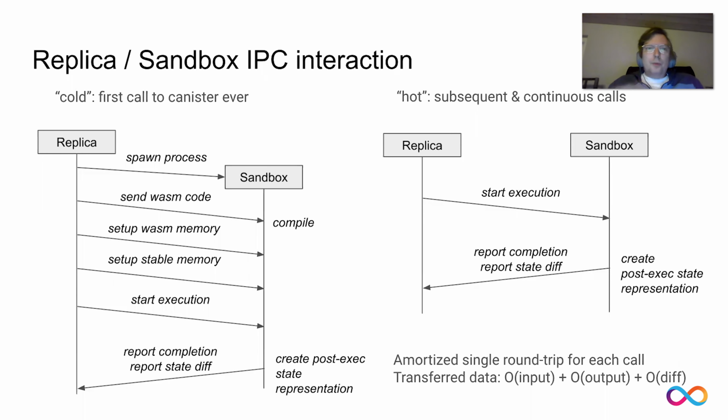In a sense, this scheme is optimal because we have only a single round trip, an amortized single round trip, for every call. So it's not really in principle possible to do anything better than that. And the amount of data that's transferred is really the size of the input, the size of the output, plus a representation of the diff. We are not sending actual memory data around here. A diff is really just a logical representation of the diff.